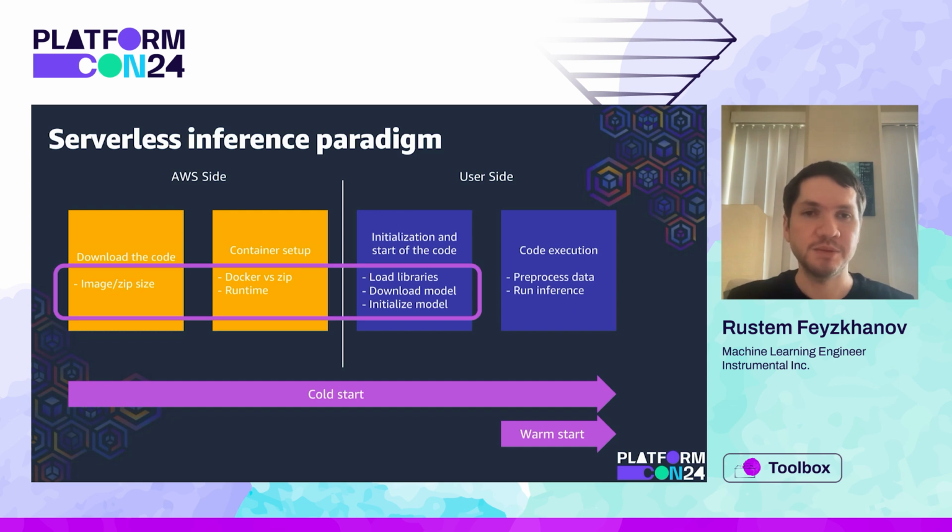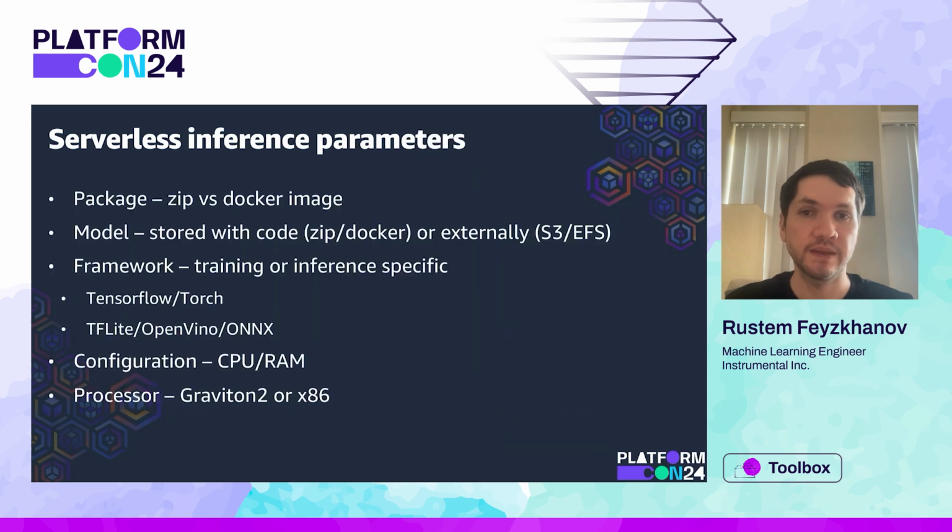So these steps which I mentioned are important to optimize if you want reduced cold start for your machine learning application. You have multiple knobs here: where you store the model, which framework you use, which configuration of CPU and RAM you are using, and which processor, Graviton or x86. Basically, you need to make sure to find the most suitable parameters based on your model.